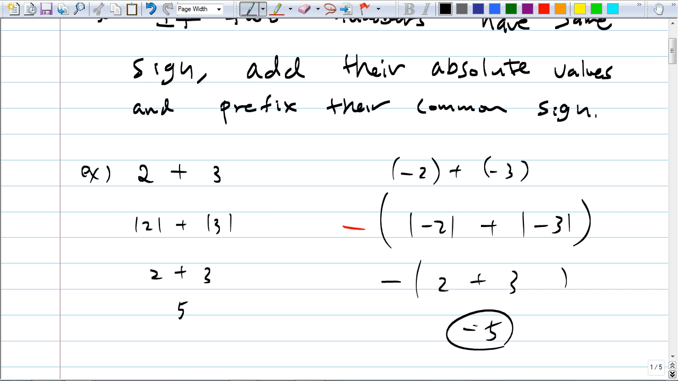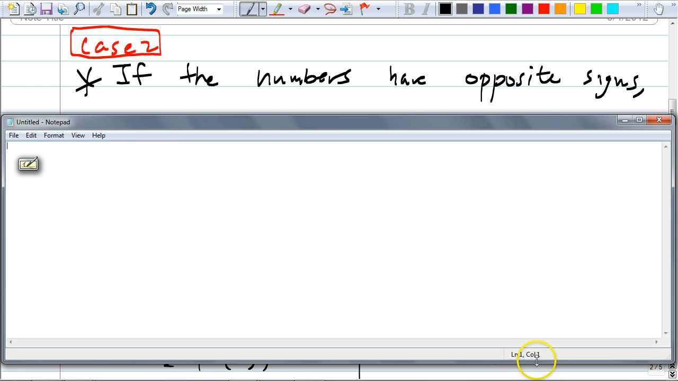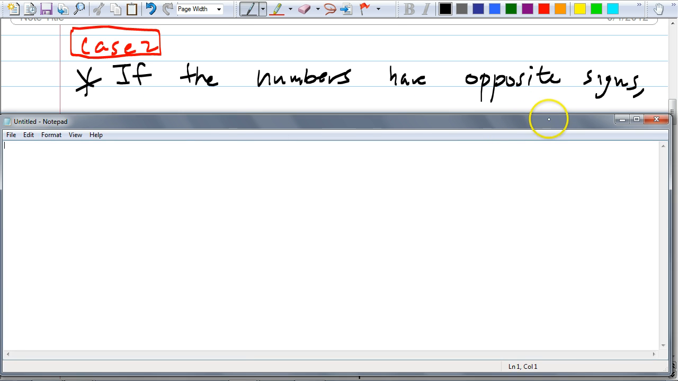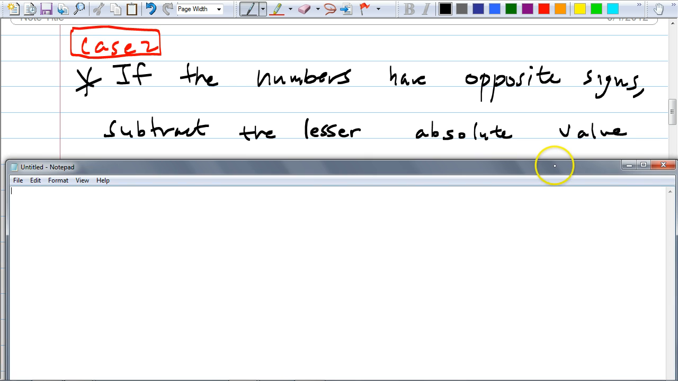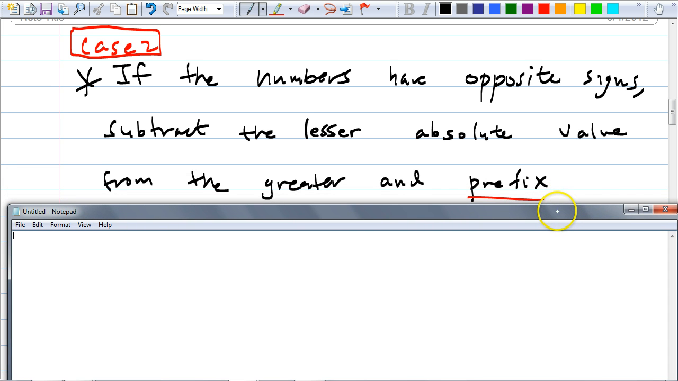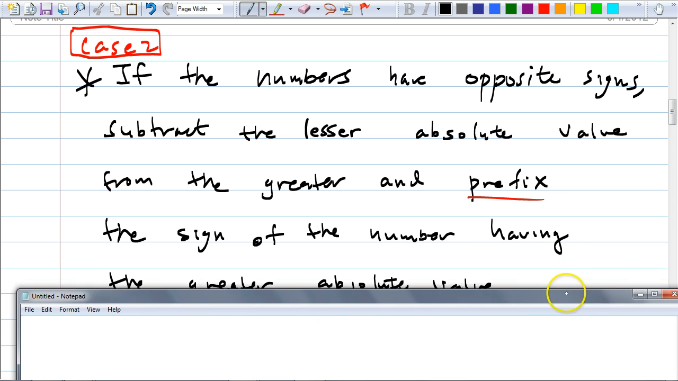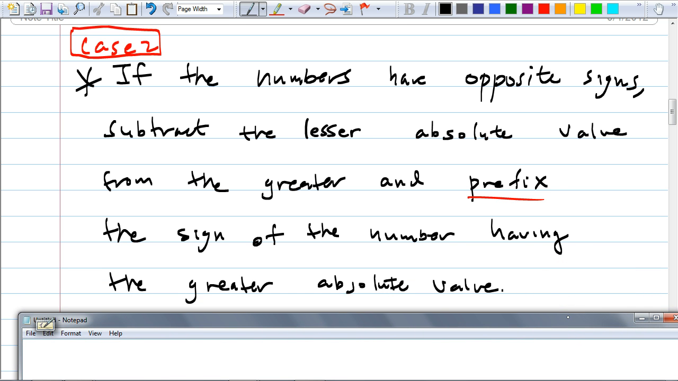All right, then of course this is not the only case, right? What happens when they have different signs? So let me go to that one. Just wait, let me move it. Here we go. So the second case is where the numbers have opposite signs. One of them positive, the other negative, or the other way around. Doesn't matter. Then of course we subtract the lesser absolute value from the greater and prefix the sign of the number having the greater absolute value. It sounds really hard, but write it down.